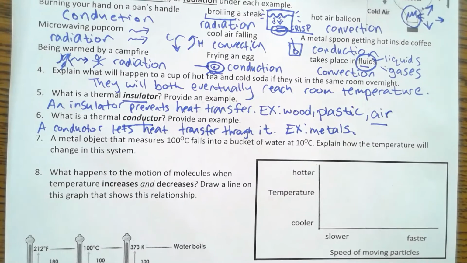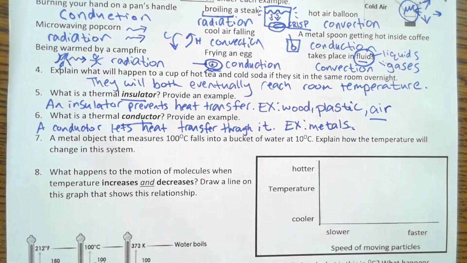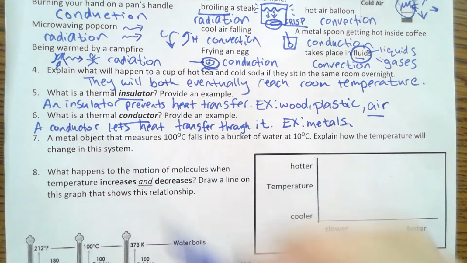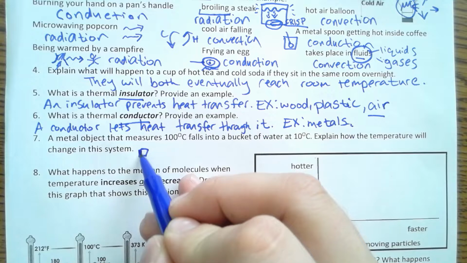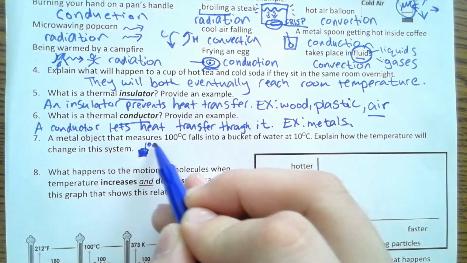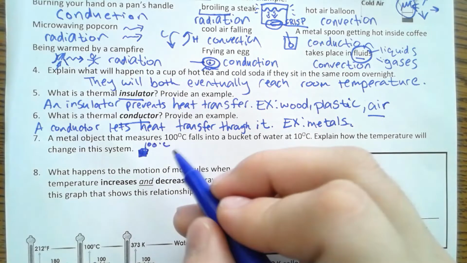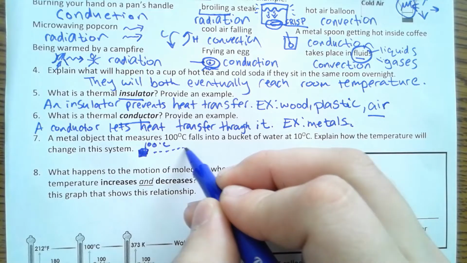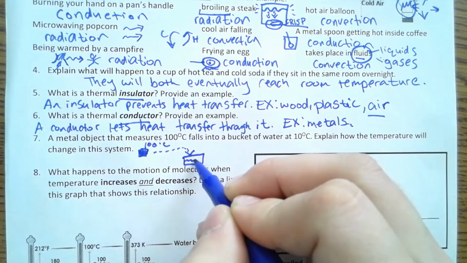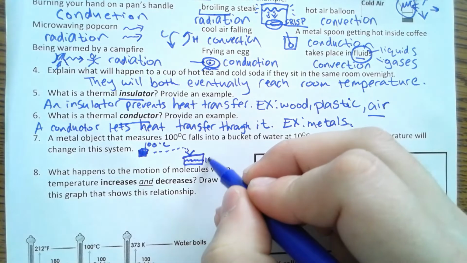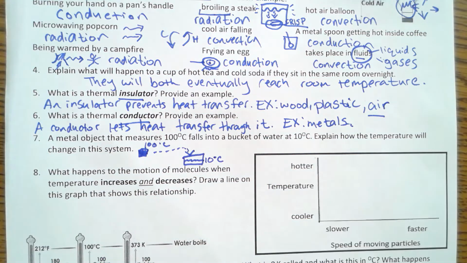A metal object that measures 100 degrees Celsius falls into a bucket of water at 10 degrees Celsius. Explain how the temperature will change in the system. So let's draw a picture. So we have a metal object. Okay, this is 100 degrees Celsius. Okay, and then it falls into a bucket of water, and this water is 10 degrees Celsius. And it's asking you to explain what will happen to the temperature in this system.